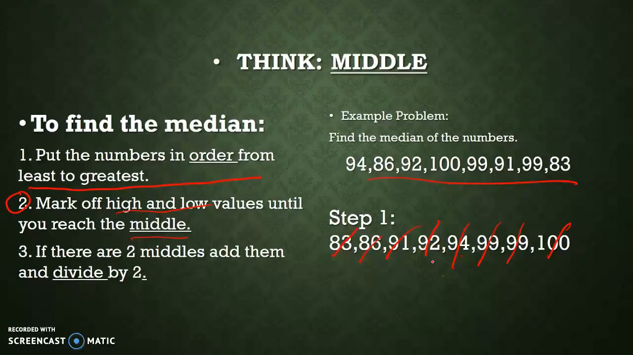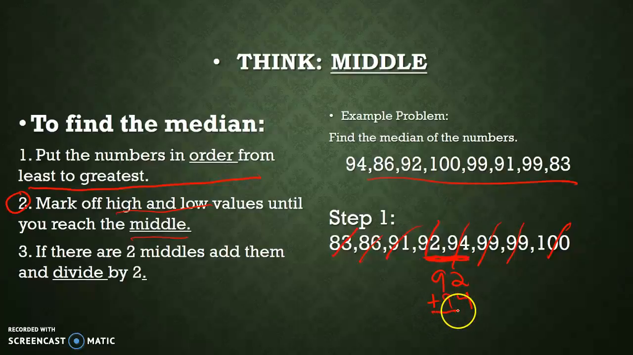Well, I don't have a middle, okay? So I need to go and look and see what the last 2 numbers I marked off in the middle, and that's right here, 92 and 94. Okay, so what I do here is I take 92 and 94, which is, this is step number 3 now. So if you need to pause, you can pause.